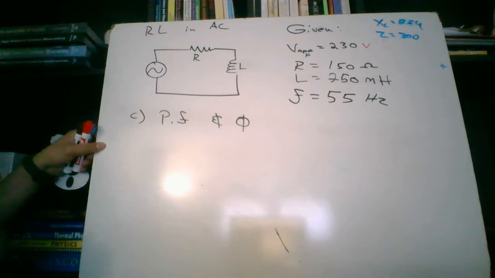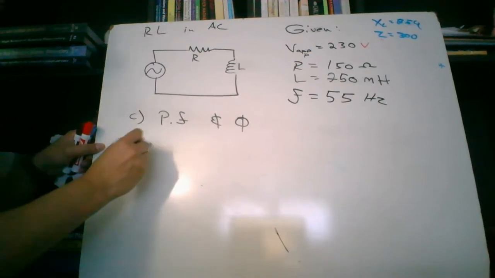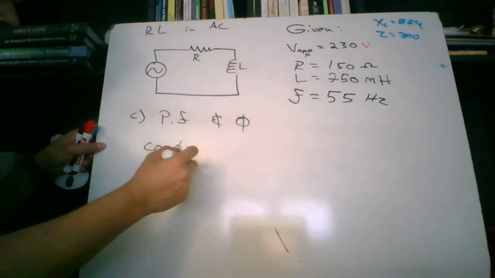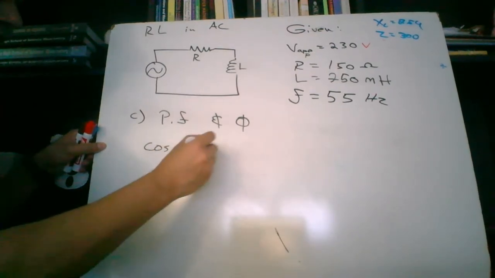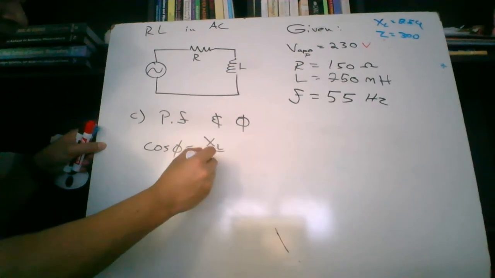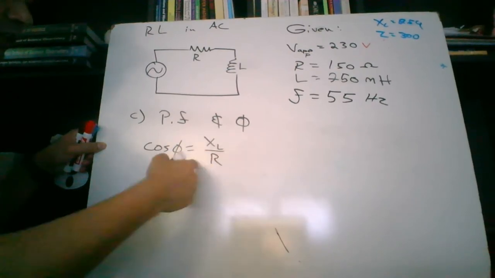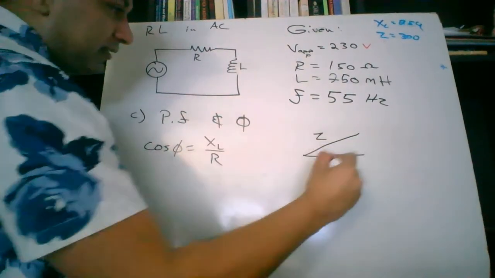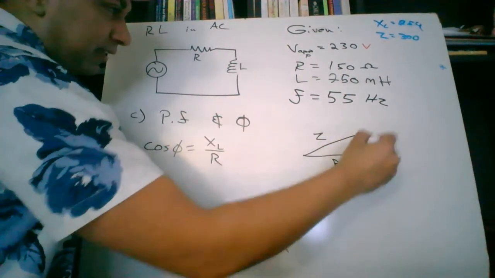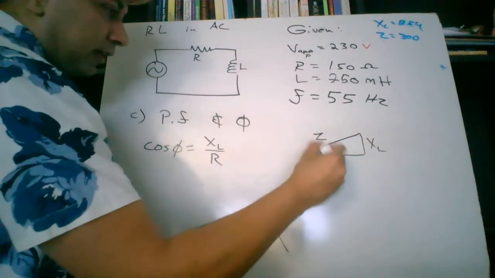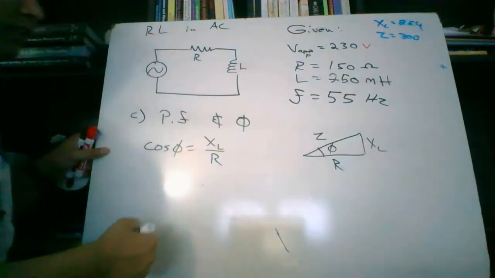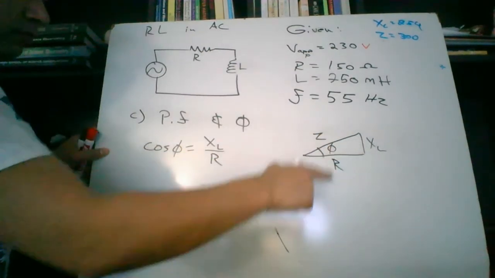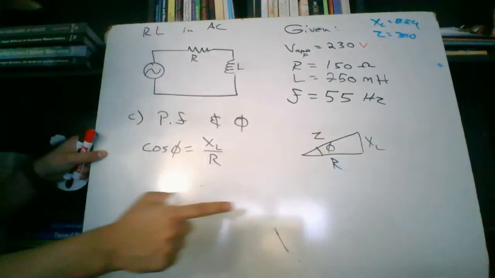To find the power factor, the equation is cosine of phi, but we don't know this. What we do know, the equation for power factor is going to be XL divided by R. And if you don't know why, you draw out your triangle. This is Z. This side is R. This side's going to be XL. And this is going to be the phase angle phi. So if you want to know what cosine phi is, you do the, well, did I do that wrong? I think I did that wrong.